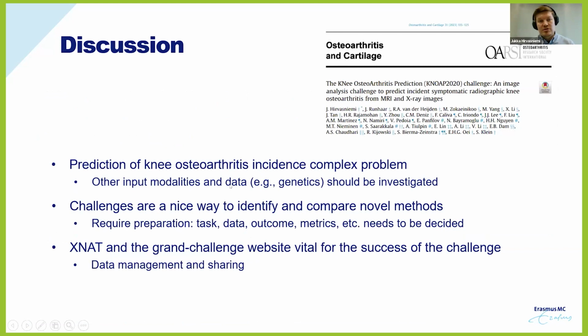So as a conclusion, the prediction of knee osteoarthritis is still a complex problem, and maybe some other input modalities and data such as genetics or quantitative MRI should be investigated. And challenges are a nice way to identify and compare novel methods, but they require a lot of preparation. So you need to decide which task you want to predict, what data you use, what you can share, what outcome you use, what metrics, and so on.